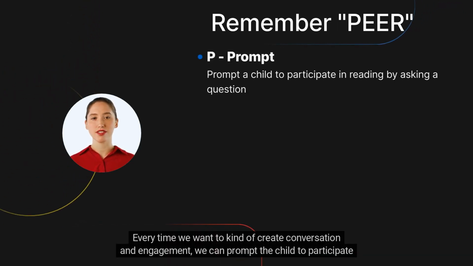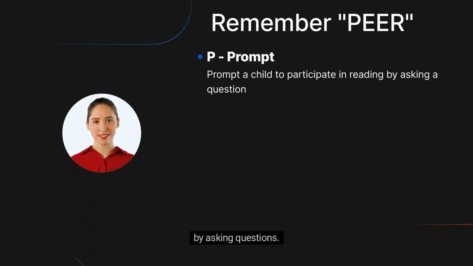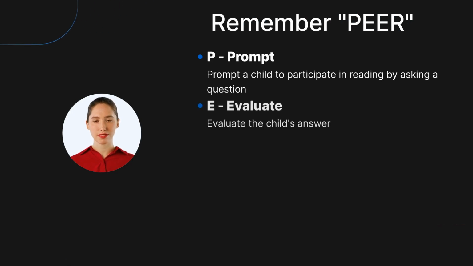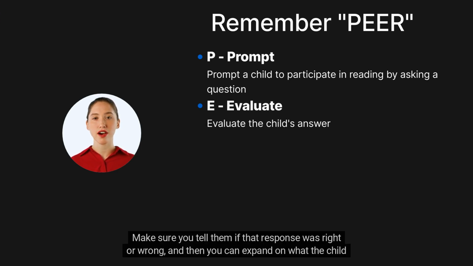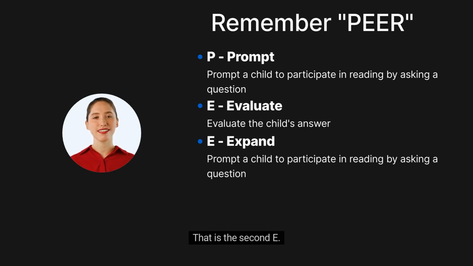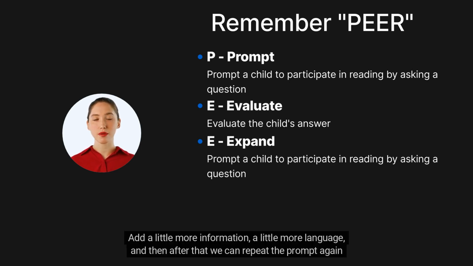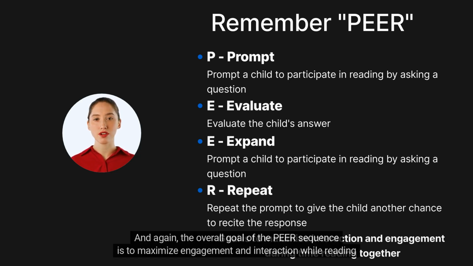Every time we want to create conversation and engagement, we can prompt the child to participate by asking questions. That is the first P. And then the first E is to evaluate the child's answer. Make sure you tell them if that response was right or wrong, and then you can expand on what the child says. That is the second E. Add a little more information, a little more language, and then after that, we can repeat the prompt again to give the child another chance to recite the response. And again, the overall goal of the PEER sequence is to maximize engagement and interaction while reading with your child.